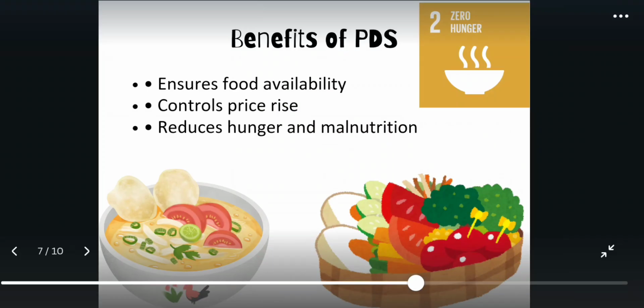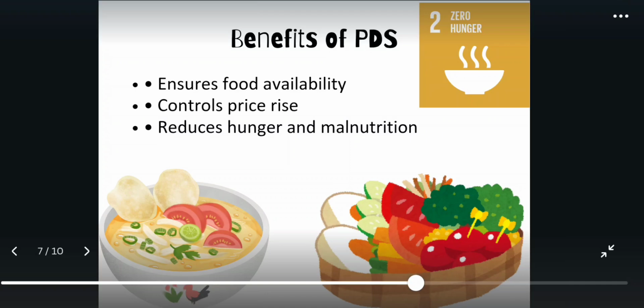Now, benefits of PDS: ensures food availability, controls price rise, and reduces hunger and malnutrition. It also works well with the SDG goal, that is zero hunger. So it helps poor families get food at affordable prices. Then, as these people get food, it reduces hunger and supports food security.